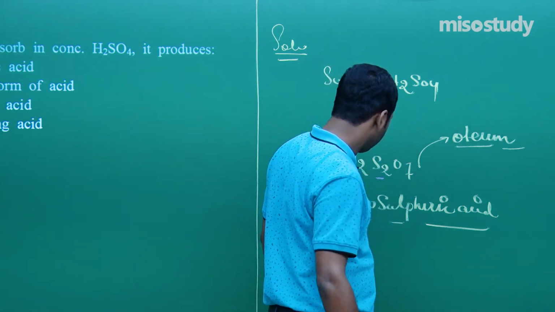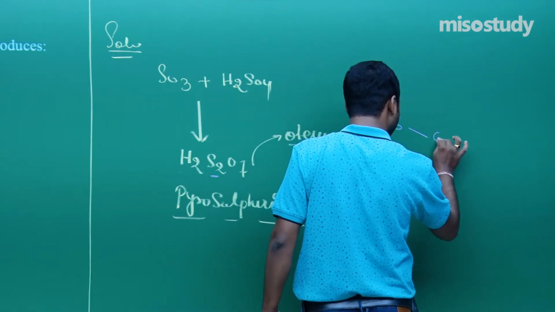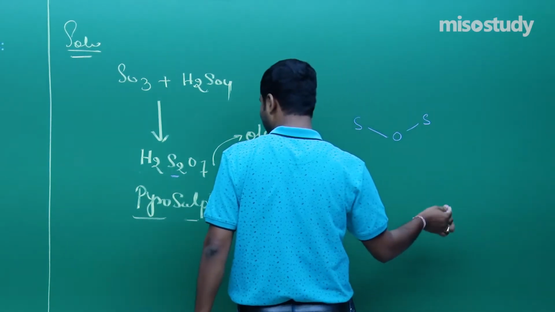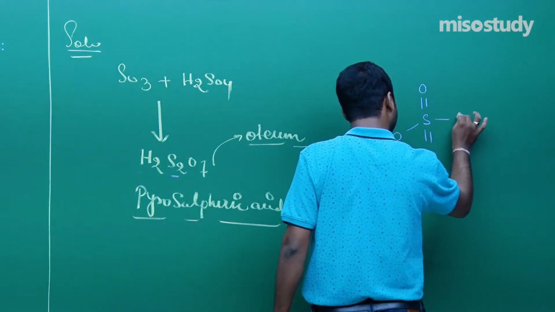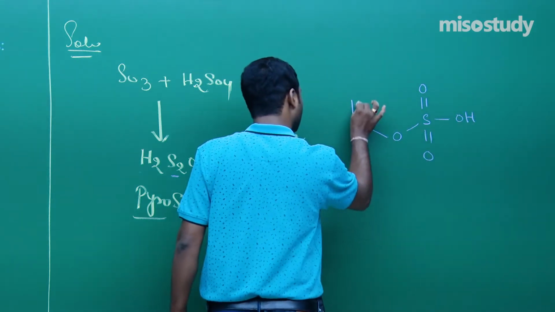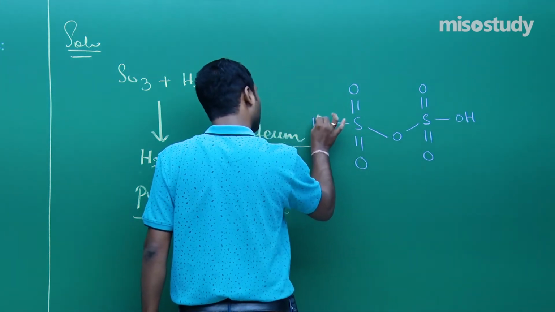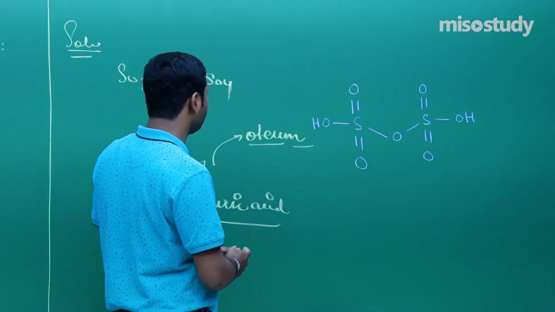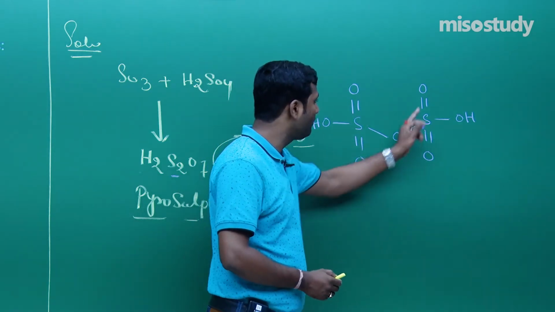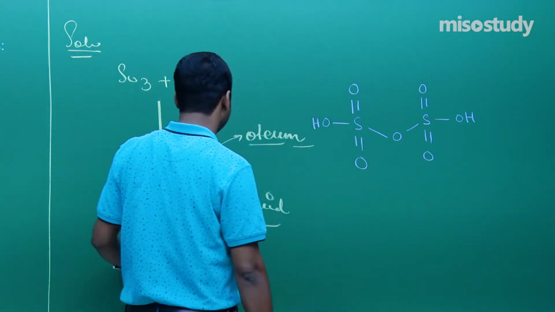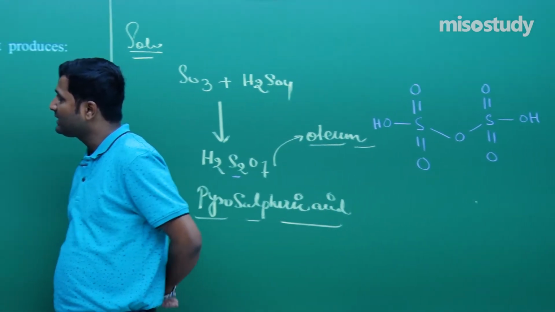I think we can easily draw it. Here put S, and here put S. Clear to you? Here is O, here O, that is OH, O, this one is O, and this one is OH. Clear to you? Count sulfur two times, and oxygen 1, 2, 3, 4, 5, 6, 7. That is H2S2O7.